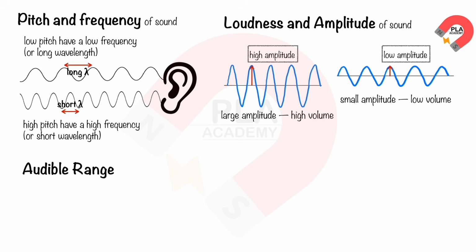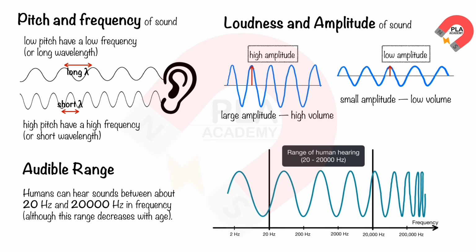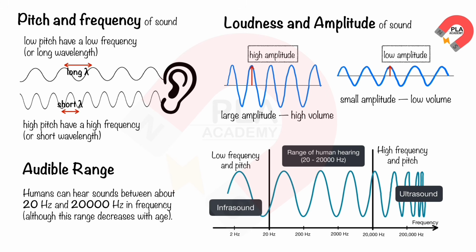Audible range. Humans can hear sounds between about 20 Hz and 20,000 Hz in frequency, although this range decreases with age. Sound with frequency higher than 20,000 Hz is called ultrasound, which is beyond the range of human hearing. Sound with frequency lower than 20 Hz is called infrasound.